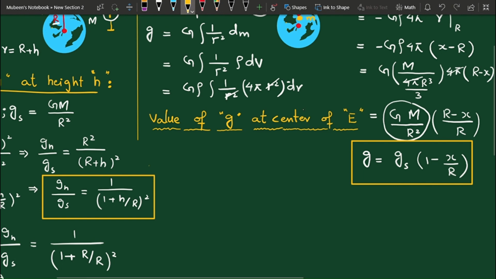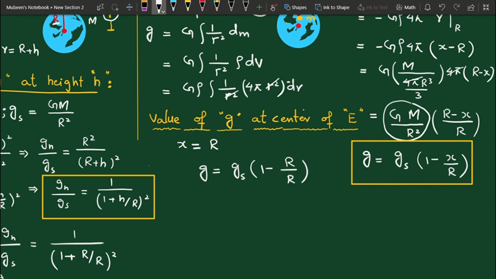Now finally we will discuss the value of g at the center of the earth. If we go to the center of the earth, then our x will be equal to capital R. Our depth will be equal to capital R. Then our result g will be equal to gs into 1 minus x over R, so capital R divided by capital R will cancel out, and gs into 1 minus 1, and 1 minus 1 will be equal to 0, and the gravitational acceleration at the center of the earth will become 0.